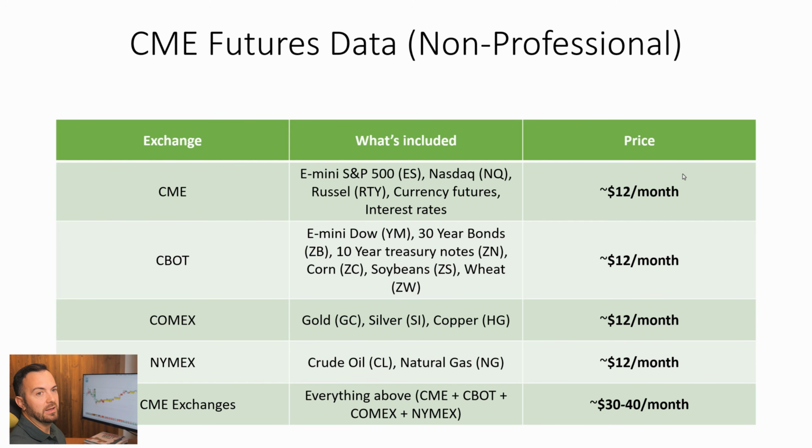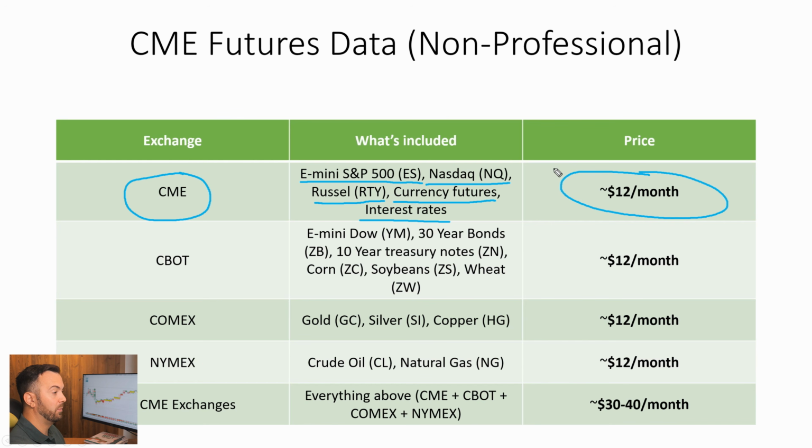So as I was saying, you need a platform and you need data. So let's talk about the data. For intraday trading with order flow, you really need precise data, and you'll want the CME data. There are a couple of exchanges, and you can pick one based on what you want to trade. There's the CME exchange, where you'll get data for the ES, which is futures for the Standard & Poor's 500 index, for Nasdaq, for Russell, currency futures, and interest rates. The cost is roughly $12 per month.